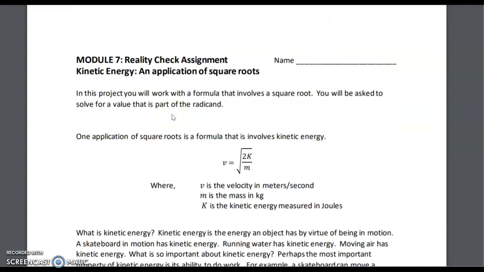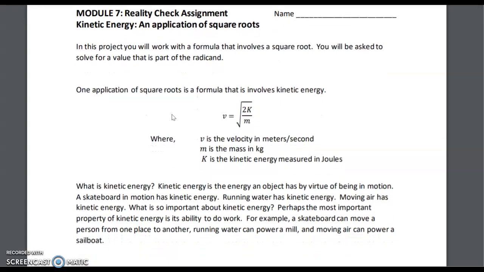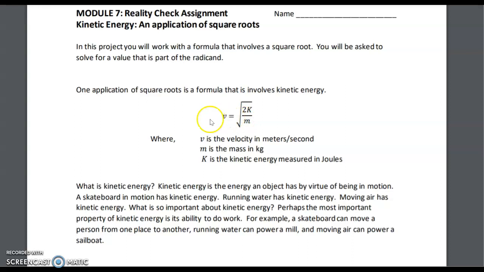Okay, in this video we are looking at the Module 7 reality check for Math 990, and we're looking at kinetic energy. It's an application of square roots. In this one we're going to be looking at this equation: V equals the square root of 2K over m, where V is the velocity in meters per second, m is the mass in kilograms, and K is the kinetic energy measured in joules.